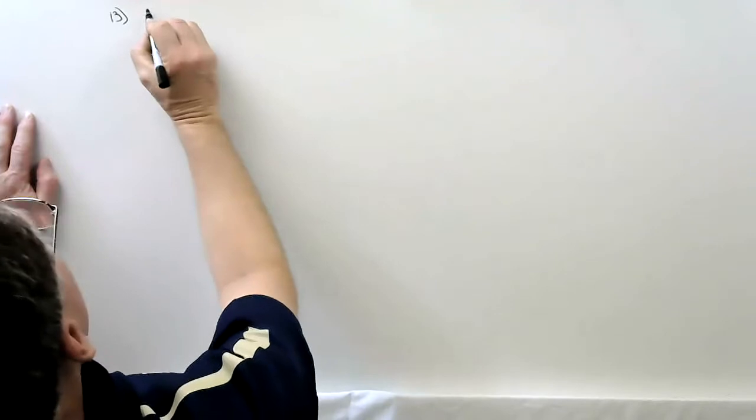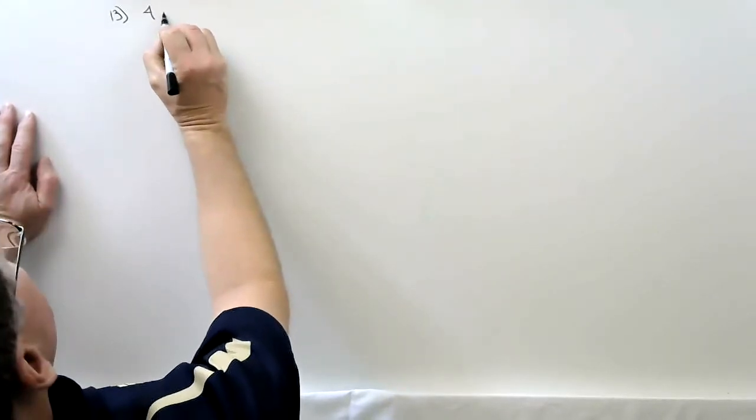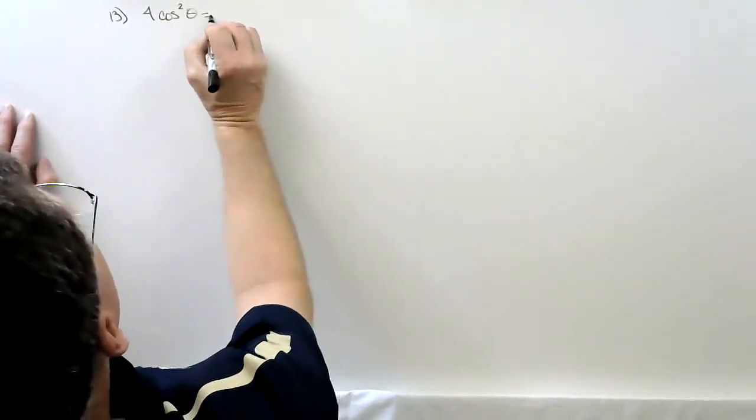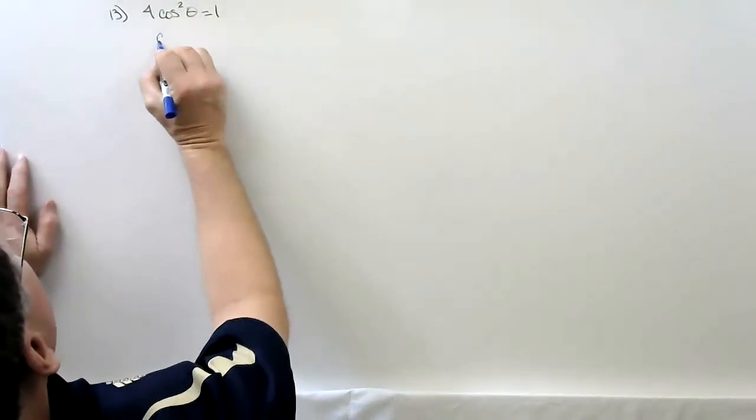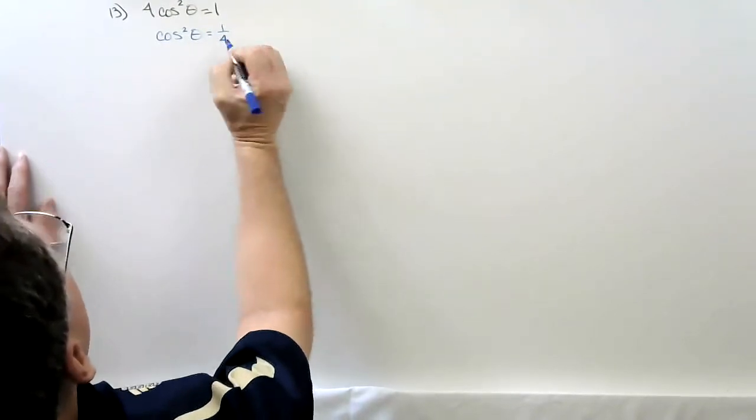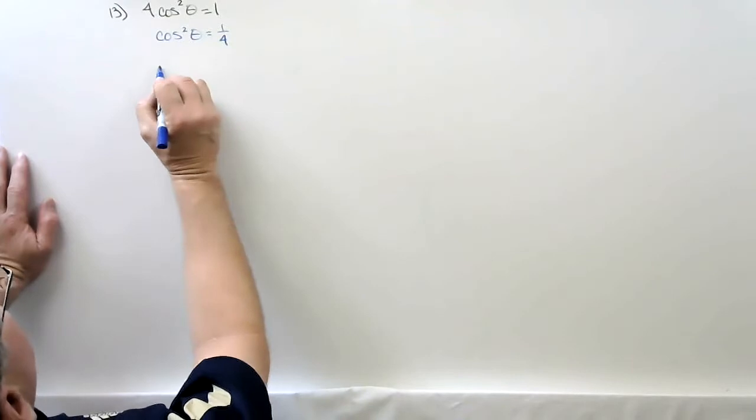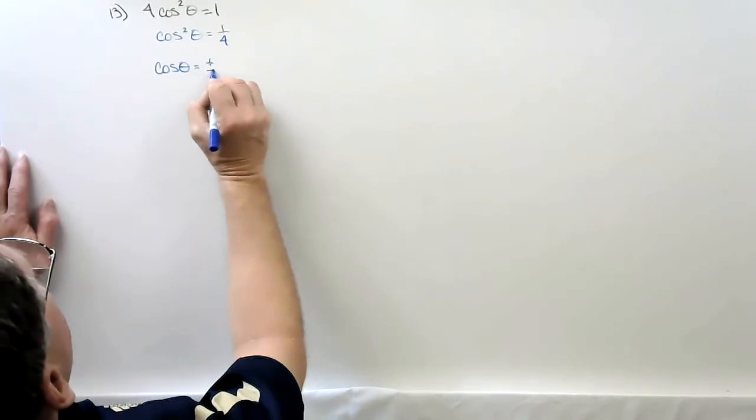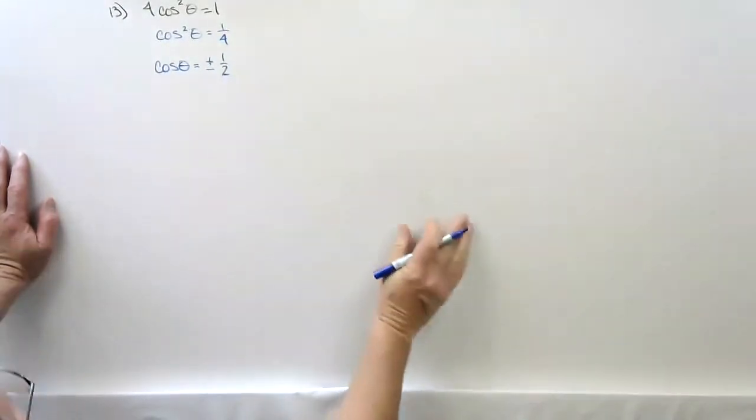Problem 13 says 4 cosine squared theta equals 1. So before we can solve the problem, we have to isolate the trig function. To do that, I'm going to bring the 4 to the other side. I get cosine squared theta equals 1/4. I'm going to take the square root of both sides. That's going to get me cosine of theta equals plus or minus 1/2.